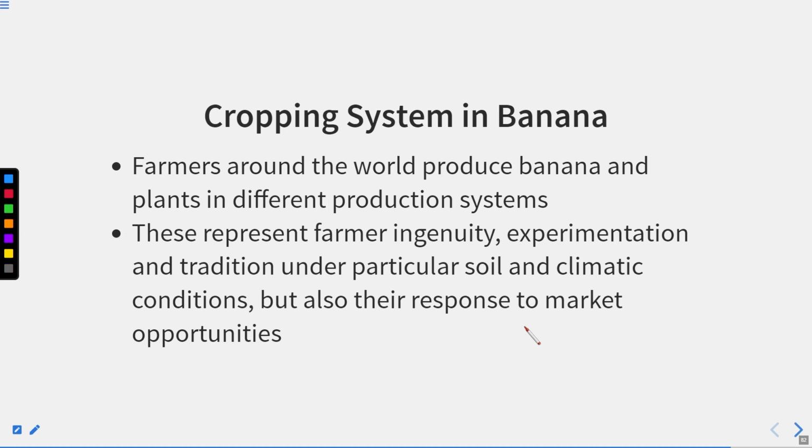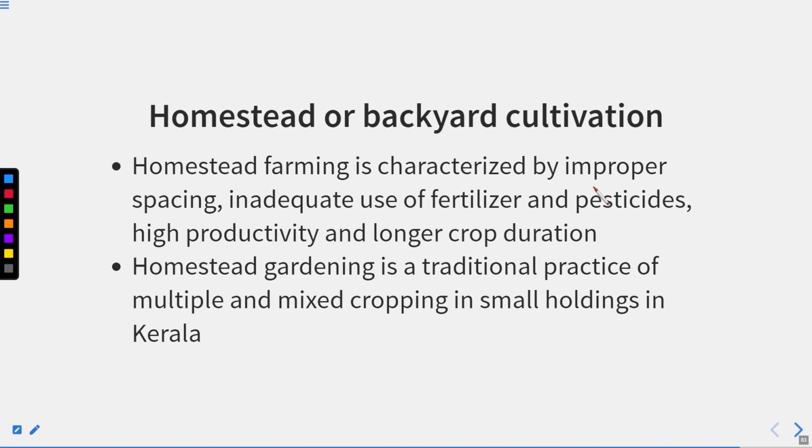Cropping system in banana. Farmers around the world produce banana and plant it in different production systems. These represent farmer ingenuity, experimentation and tradition under particular soil and climatic conditions, but also their responses to market opportunities. Right. So farmers in the world produce banana and they are adopting different production systems. So let us see what that is.